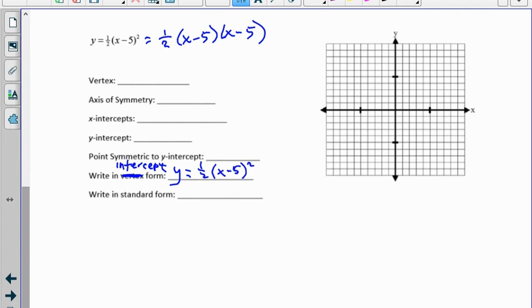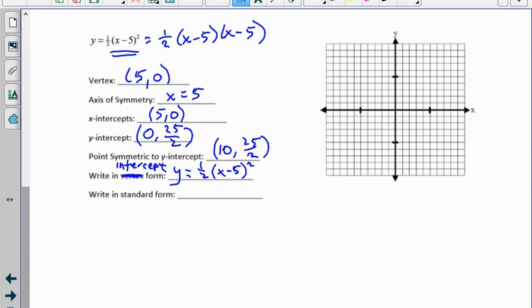So the vertex, since this is in vertex form as well, we can see that the vertex is at (5, 0). The axis of symmetry is going to be x equals 5. Our x-intercept is at 5. There's only one of them. The y-intercept we can get by substituting 0 in for x, and we get 25 halves, or 12.5. And the point symmetric to the y-intercept, since the vertex is at 5, is going to be at 10. So we have (10, 25 halves) as our point symmetric to the y-intercept.